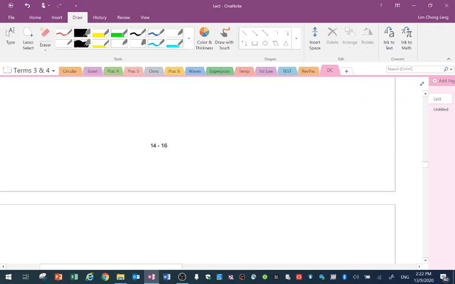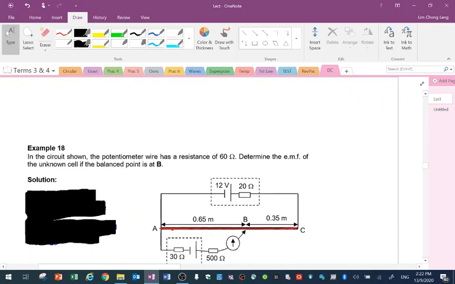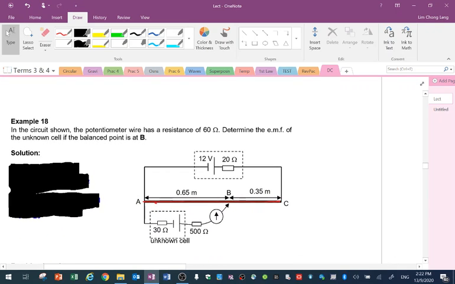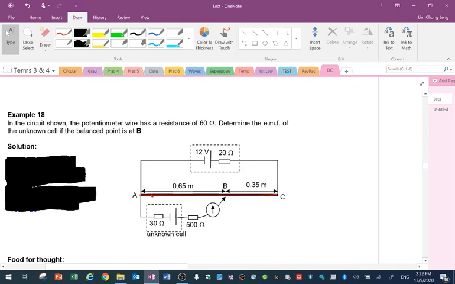So let's move on. Okay, let's start with example 18. I hope you can recognize the potential divider. The top part here is the potential divider, right? This is the potential divider. And you know the potentiometer is the potential divider together with the galvanometer, this part. The green and the blue and the green and the yellow part form the potentiometer.